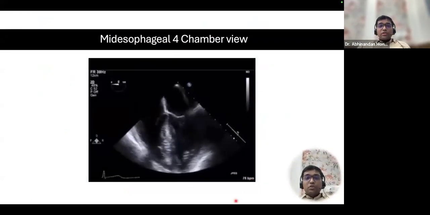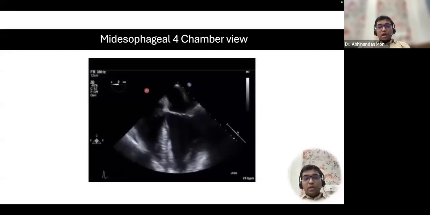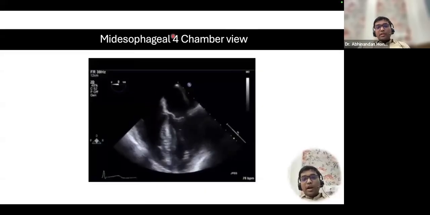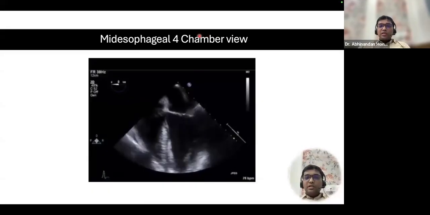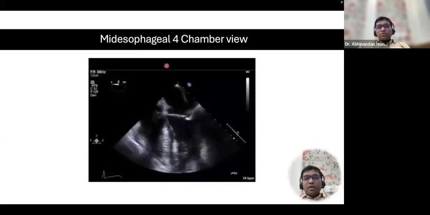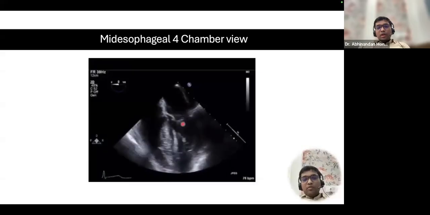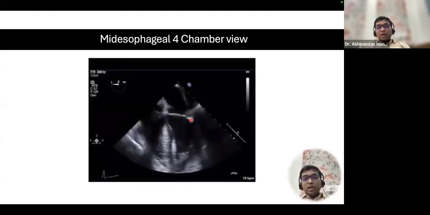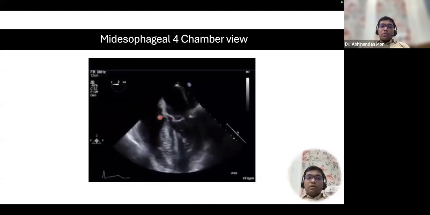So this is the mid-esophageal four chamber view that you are seeing. That means you can see the four chambers of the heart. Always try to find the meaning of each and every view. That is the easy way to remember each and every view. So this is your left atrium, this is your left ventricle, this is your right atrium, this is the right ventricle, this is your tricuspid valve, and this is your mitral valve.